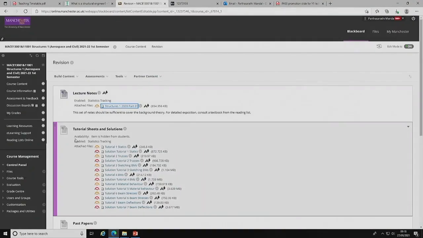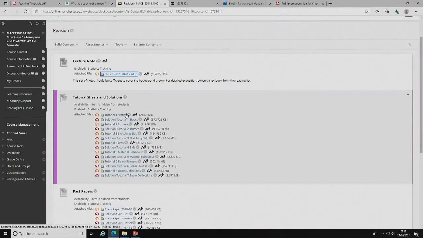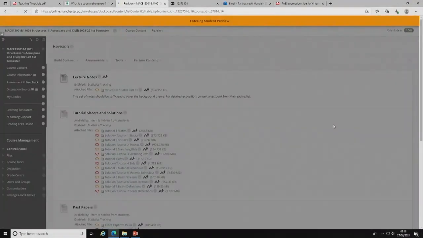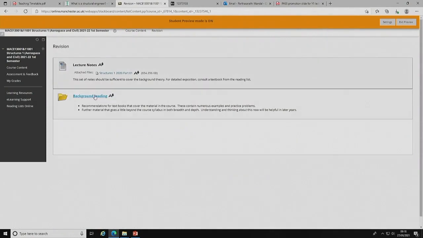So those lecture notes, and then there will be tutorial sheets and the solution. Now, I won't reveal all of it at one go. So if I go into what you will see only this, lecture notes and background reading, for example. You will not see the tutorial solutions, tutorial questions. I'll release those as and when you are up at that stage.